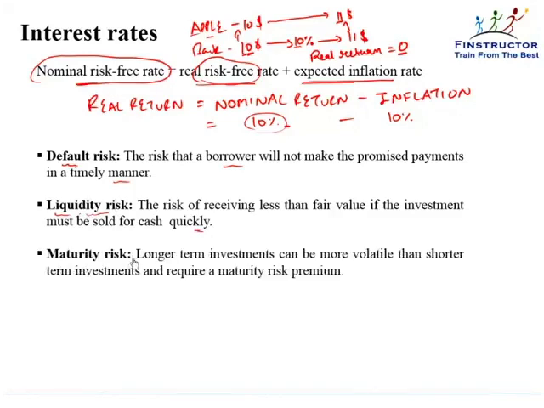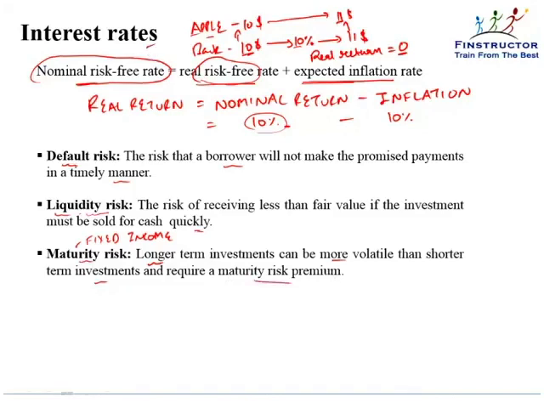There is also maturity risk, which we'll study in more detail when we study fixed income securities. But generally speaking, longer term investments tend to be more volatile than shorter term investments. So if you are investing in longer term securities, then there is normally a maturity risk premium associated with that.